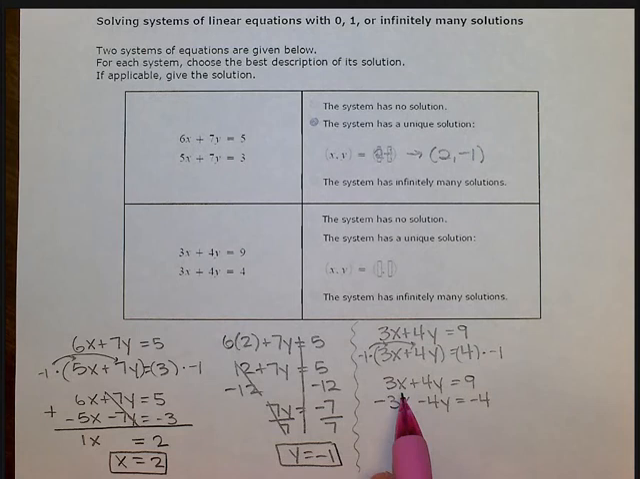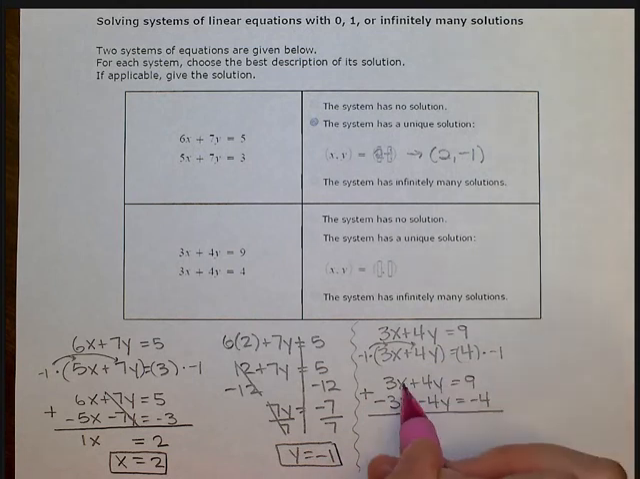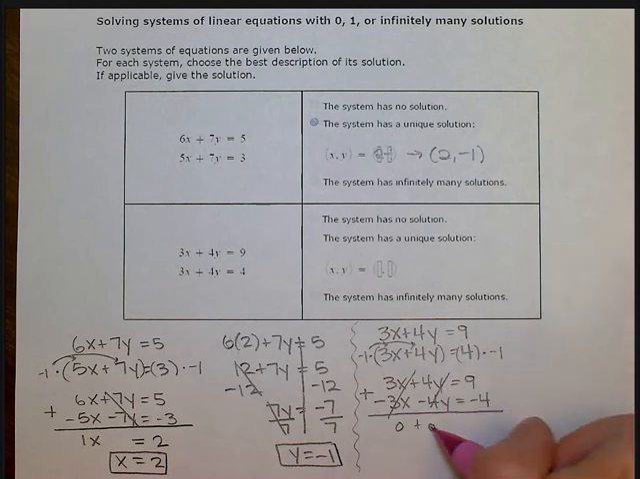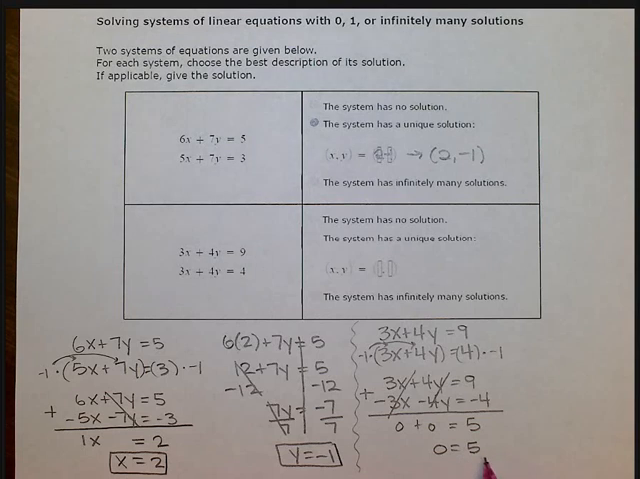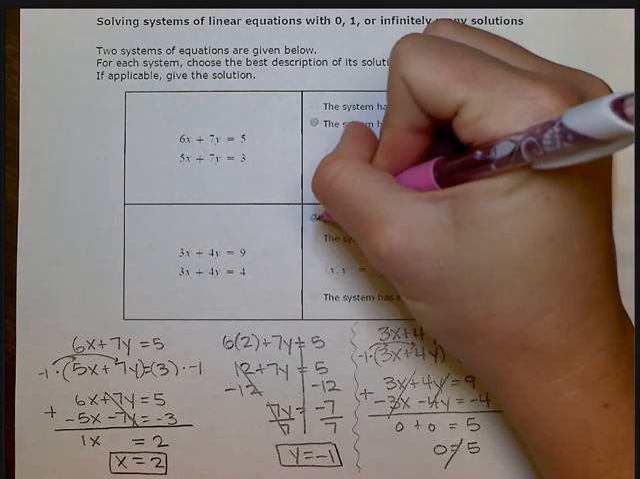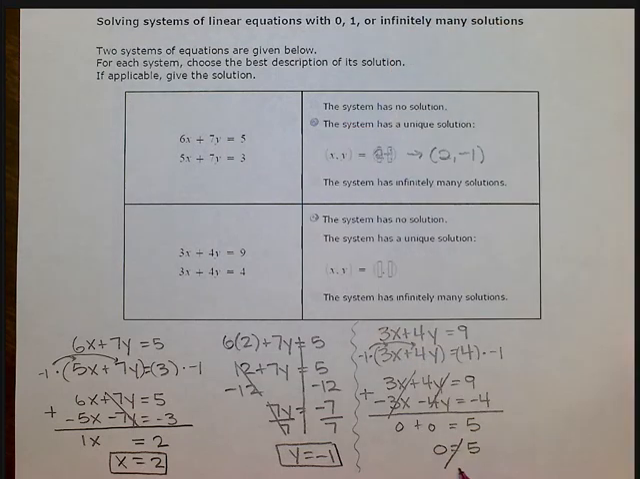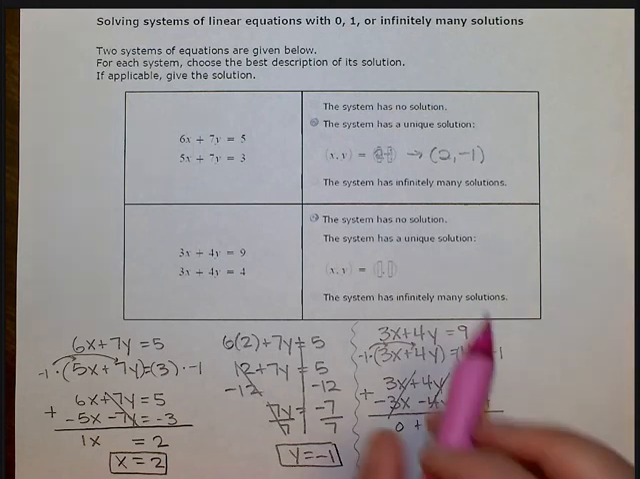Now that my 3x and my negative 3x have the same coefficient and opposite signs, I can add my equations. So 3x plus a negative 3x is 0, and 4y plus a negative 4y is actually 0 also. 9 plus a negative 4 is 5, so I get 0 equals 5. This is a false statement because 0 does not, in fact, equal 5. So I know that the system has no solution because this is a false statement. My variables canceled out and I got a false statement, which tells me no solution.